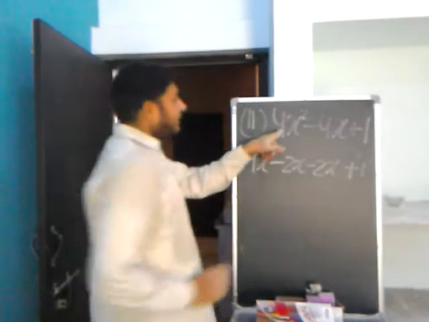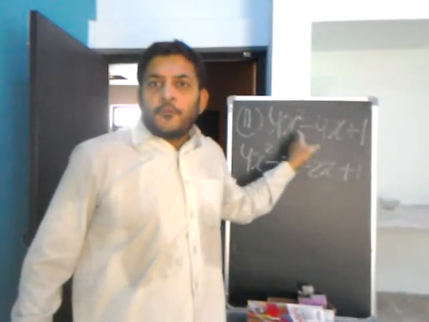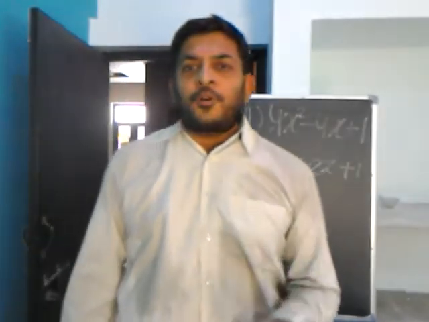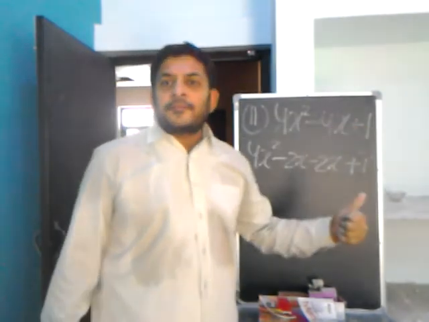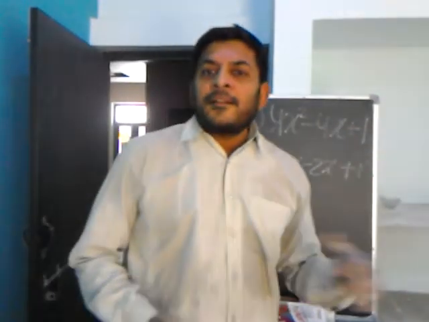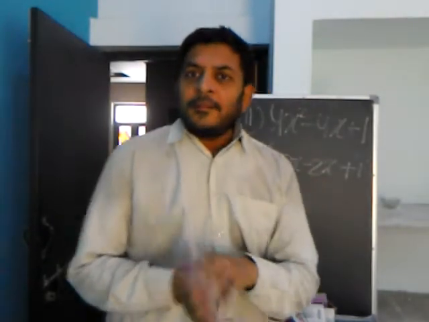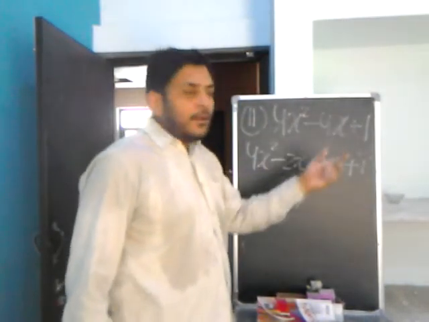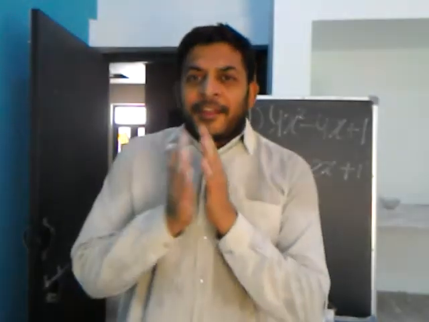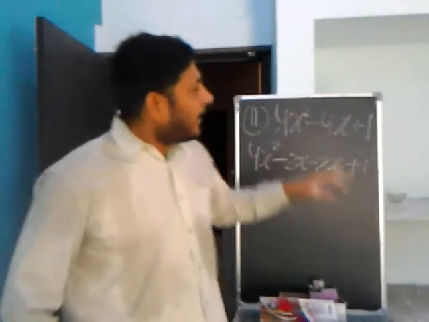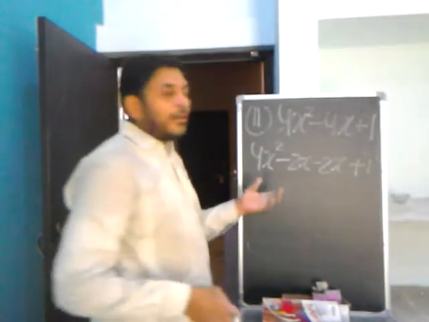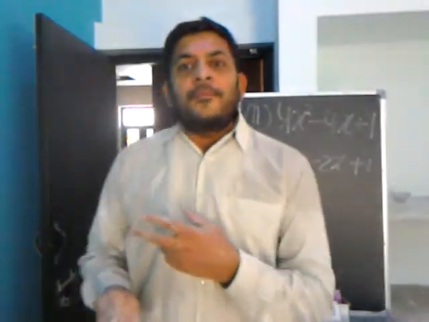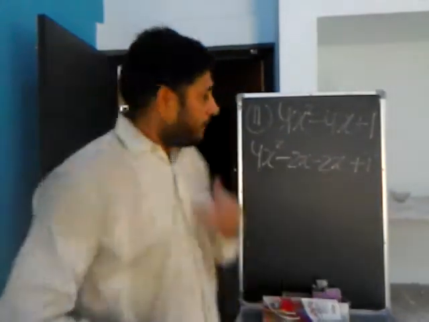Why? Because if I multiply the first term and the last term, 4x square and 1, I get 4x square. The sign of the first term is positive, and the sign of the last term is plus. The first term and third term have the same sign. That means we have to split this middle term into two pieces such that if we add them, we get the middle term back, and if we multiply them, we get the product of the first and last terms. So that would be only 2x and 2x, because 2 into 2 is 4, and 2 plus 2 is 4.